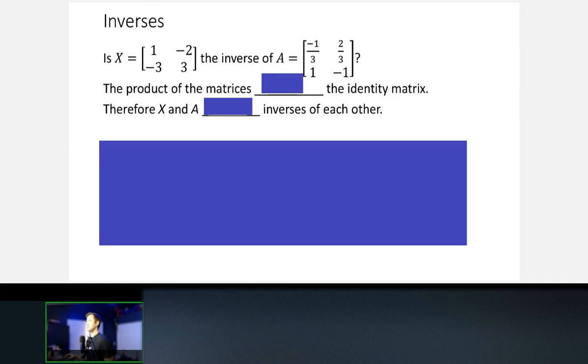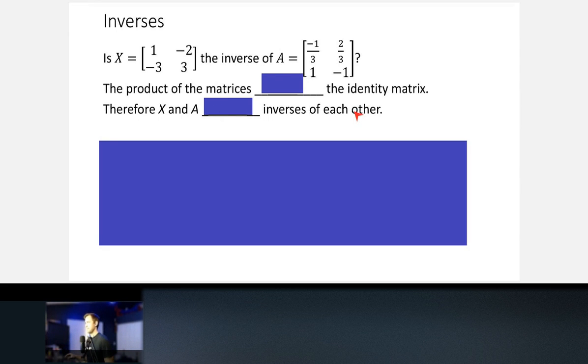All right, next one, you're going to have a bunch of blanks. So this one says if the X matrix is this, the inverse of A is equal to this, the product of the matrices blank the identity matrix. Therefore, X and A blank inverse of each other. So this problem wants you to compare these matrices to determine basically if it's an inverse.